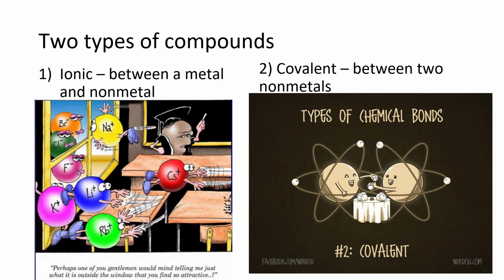So when a metal and a non-metal come together, we talked about this, that's an ionic compound. There's charges involved. We'll talk about that. When two nonmetals are involved, there's more of a sharing of electrons. There's not this hostile takeover, and that is covalent bonding.